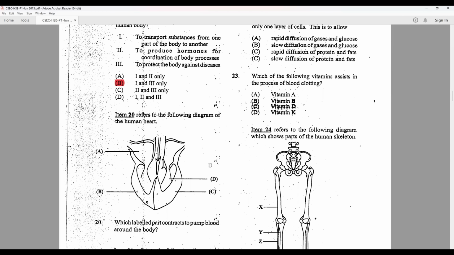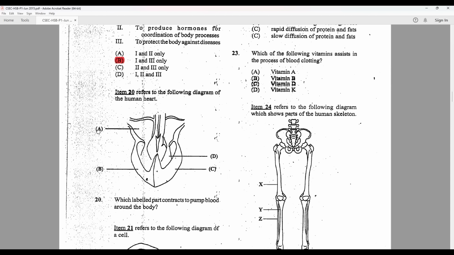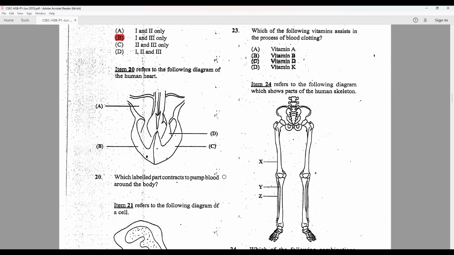Number 20 refers to the following diagram, the human heart, and we see the parts of the heart identified A, B, C, and D. So question 20, which labeled part contracts to pump blood around the heart and around the body? If we are thinking, they need to identify a muscular part of the heart. So we are looking at C.